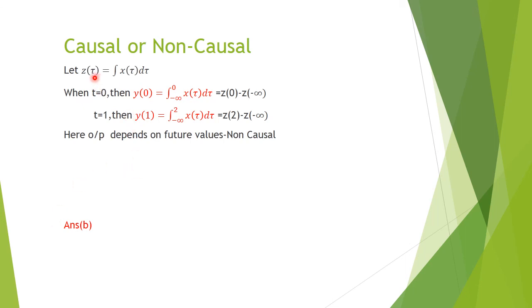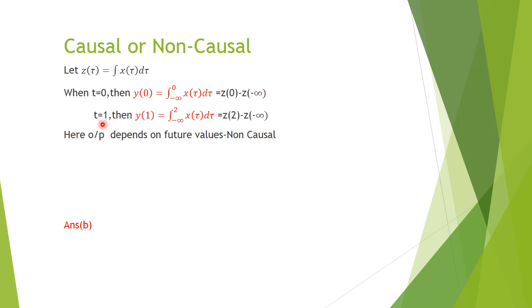So here, for simplification, we are assuming z of tau is equal to the integral of x of tau d tau. Now, when t is equal to 0, what is the value of y of 0? Equal to integral minus infinity to 0, because t is equal to 0. So minus infinity to 0 x of tau d tau. This can be written as upper limit minus lower limit. So z of 0 minus z of minus infinity. So the present output depends on the present input as well as past input values.